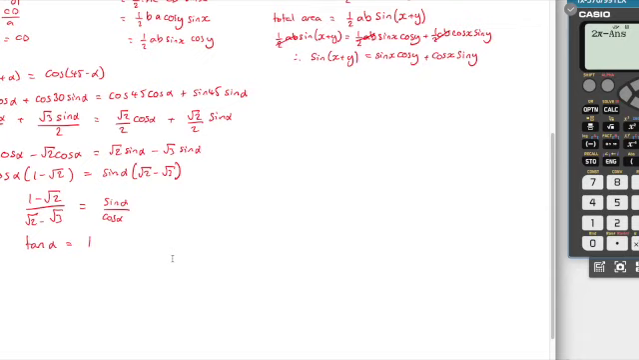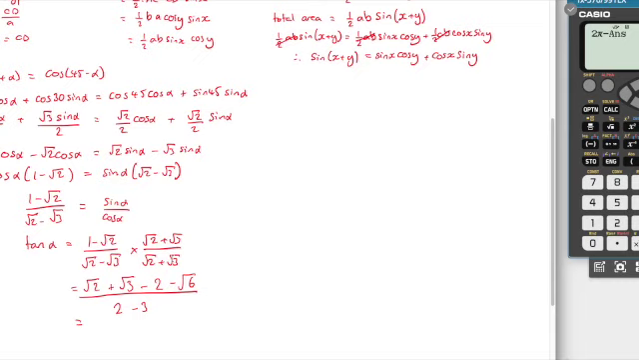So I'm going to get (1 minus root 2) over (root 2 minus root 3). Let's rationalise that, so that'll be root 2 plus root 3 over root 2 plus root 3. So what are we going to get? 1 times root 2 is root 2. 1 times root 3 is root 3, minus 2, minus 2 root 6, all over 2 minus 3, which is minus 1 on the bottom.